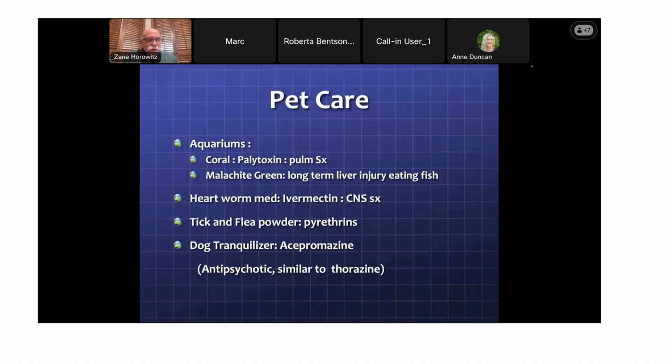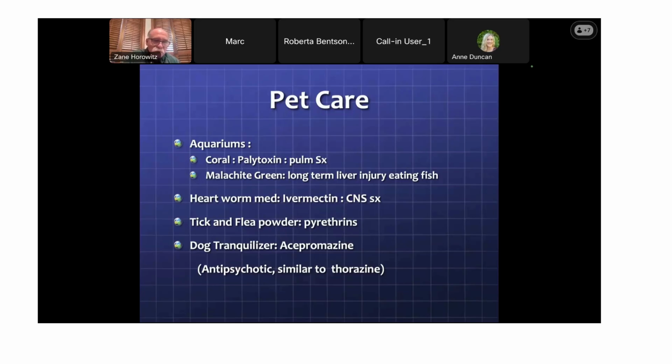Another favorite question, although it's really not much of an issue, is in fish farming, they use malachite green. It's got a long-term liver injury, perhaps carcinogenic. If you eat fish that were fish farmed where they were treated with malachite green, that may be a problem for liver injury, but I think this is more of a theoretical thing than a real thing.